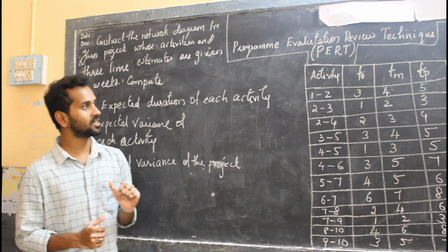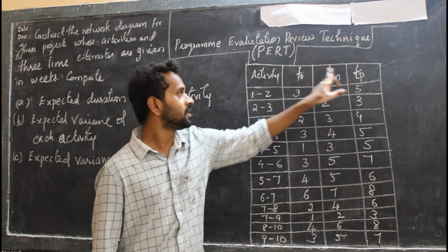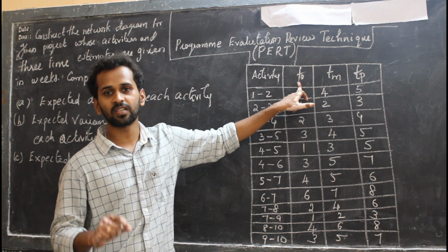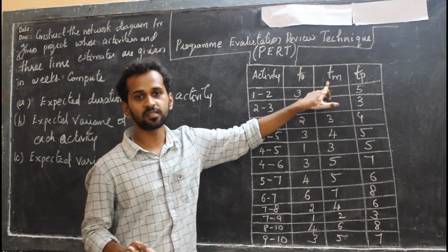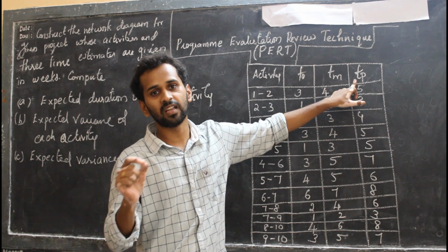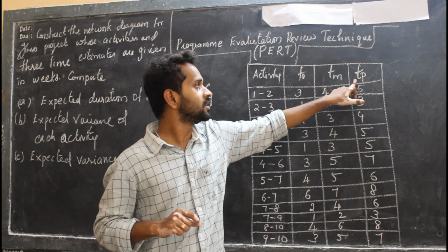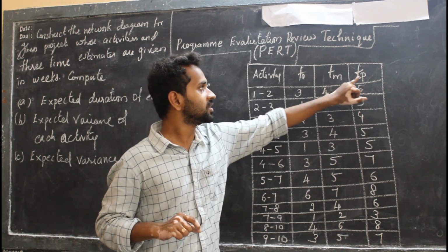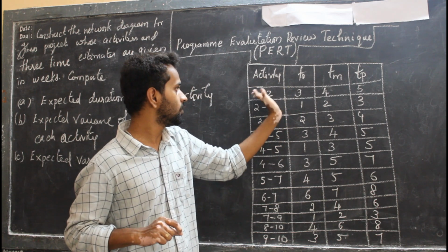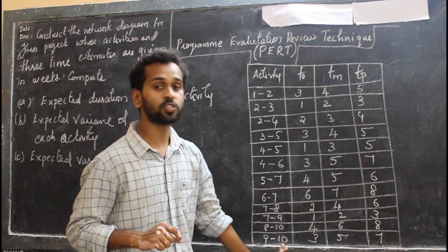What do 3 times mean here? T0, Tm, Tp. T0 is the optimistic least time, Tm is the most likely time, Tp is the pessimistic time estimate. T0, Tm, Tp are given for each activity: 1 to 2, 2 to 3, 2 to 4, 3 to 5, similarly until 9 to 10.